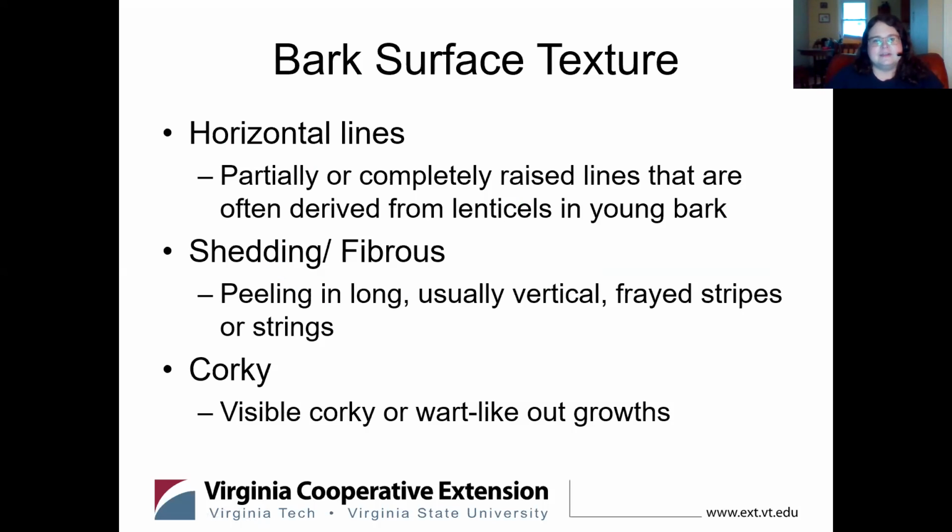So a couple other ones, horizontal lines. These are partially or completely raised lines that are often derived from lenticels. So we'll get to see a little bit about lenticels in the next couple slides. Shedding fibrous bark, they peel in long vertical, usually vertically frayed stripes. And then corky bark. Corky bark is very interesting. So let's just skip to the pictures real quick.